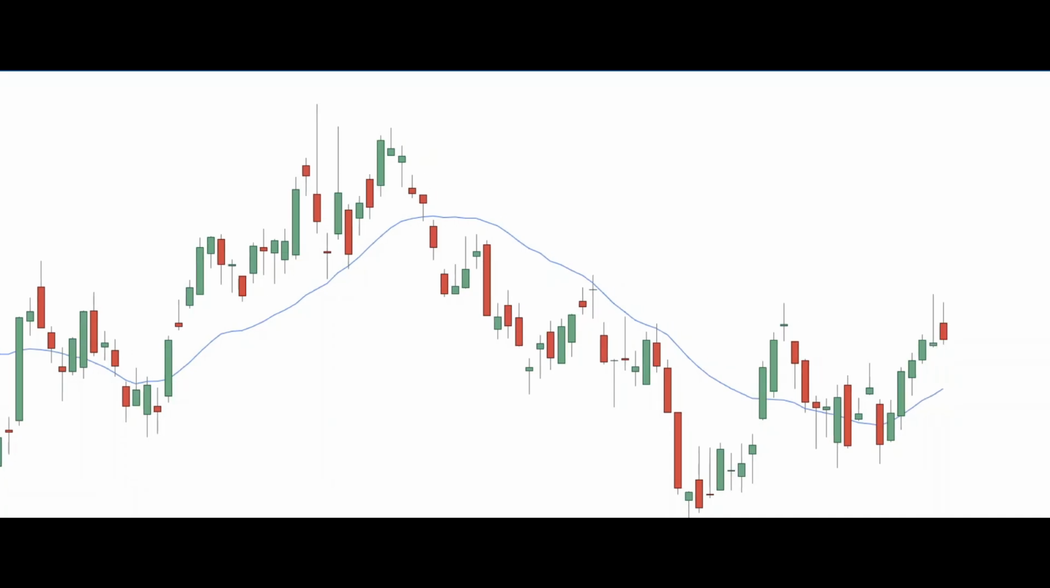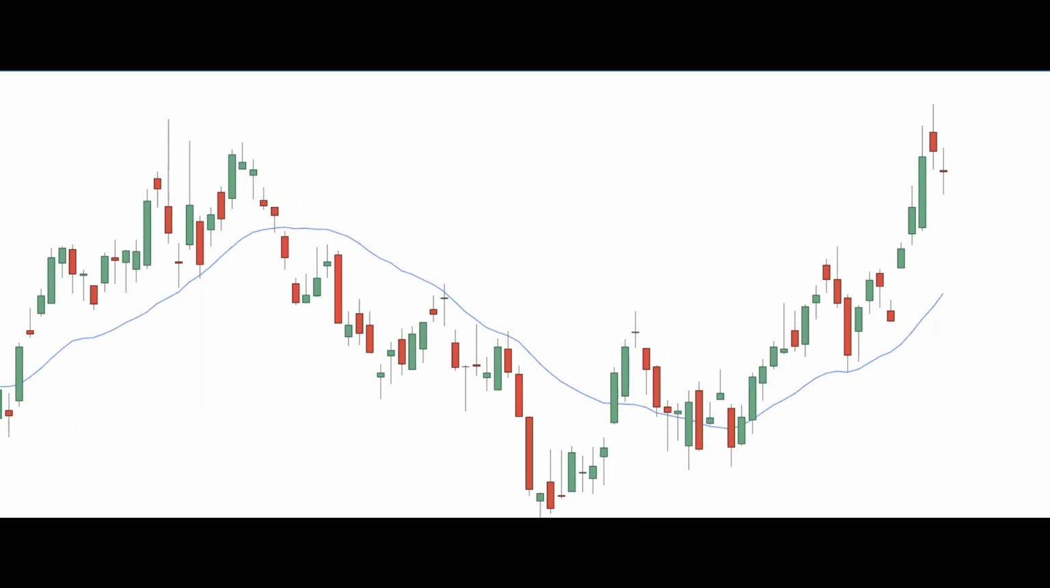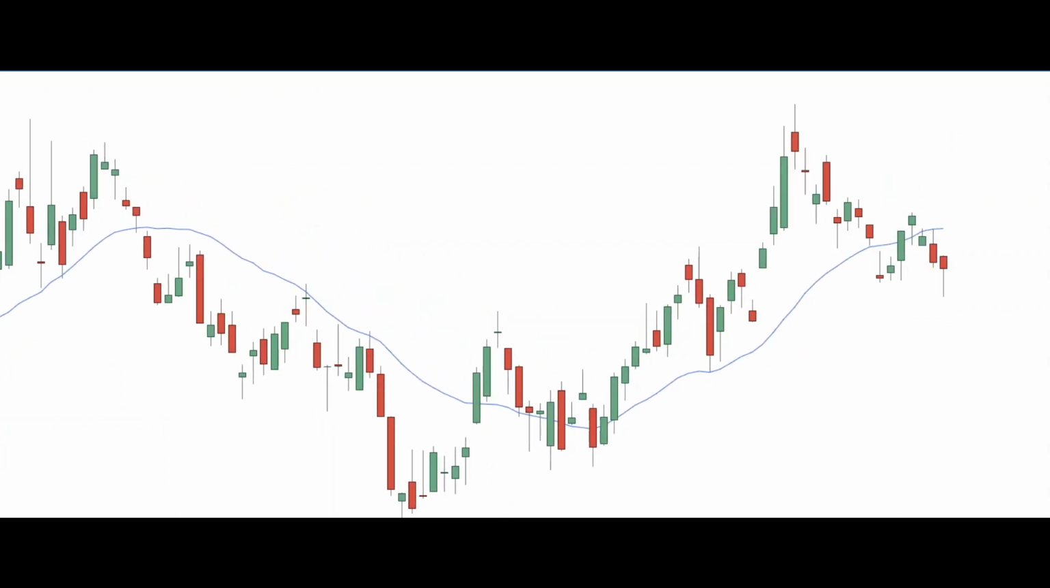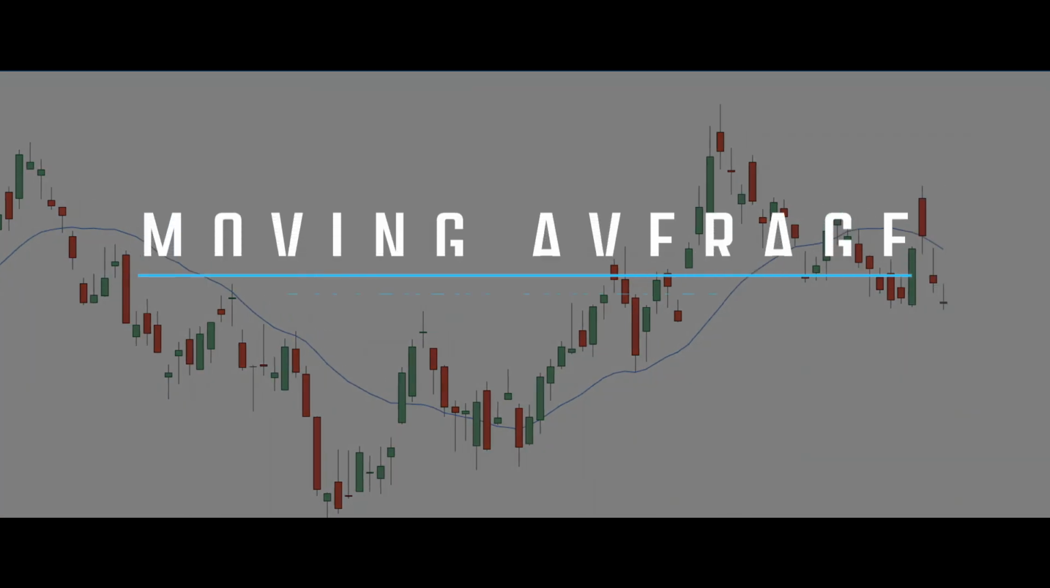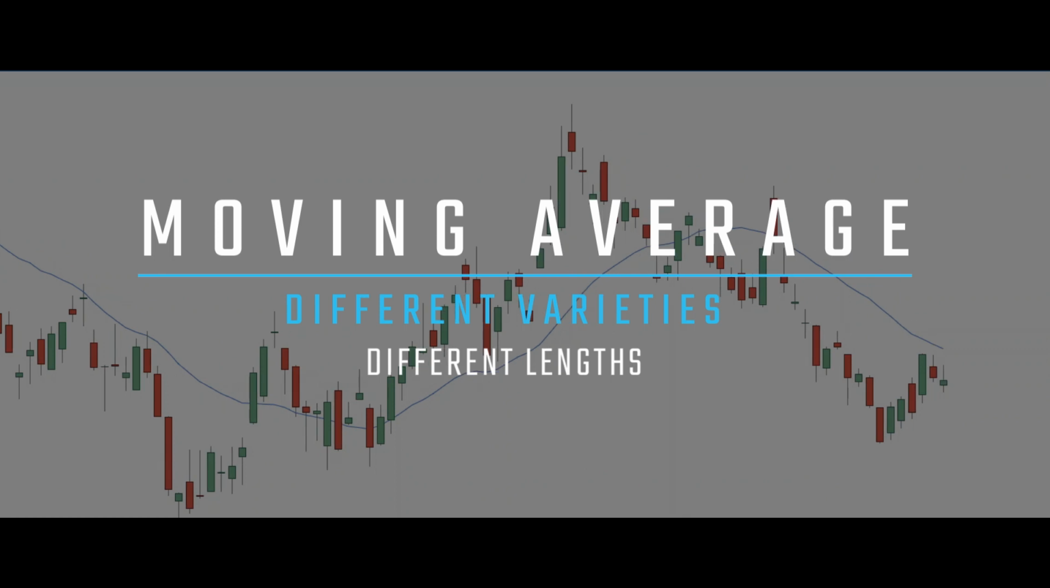Trading stocks could be a challenge even for the most experienced trader. But when you have the right tools and the right strategies, you can actually find consistent success. And one of those tools is the moving average, and it's one of the oldest and most commonly used technical indicators today. So what is a moving average?